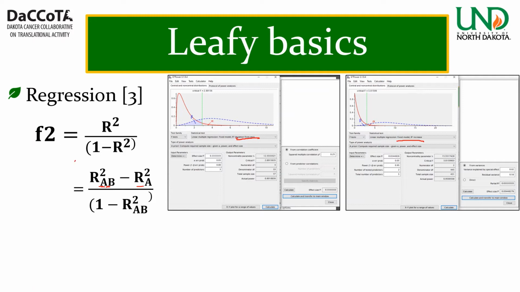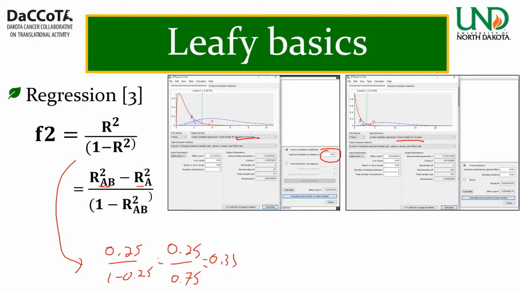So in the first case here, R squared is just the squared multiple correlation, so that's going to be 0.25, and 1 minus 0.25 is going to be 0.75. That's going to be 0.33 repeating, same as here, and given 3 predictors, alpha and beta standard, that's going to give us a total sample size of 37.